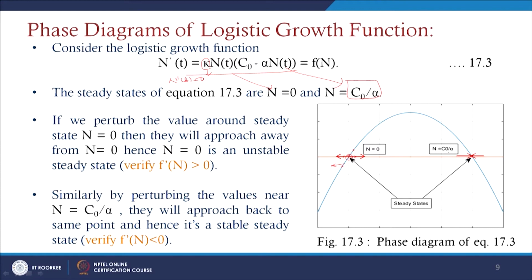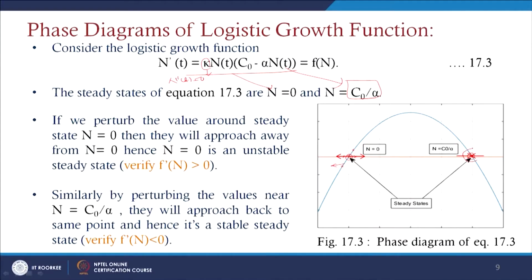And if you go towards the point c0 by alpha here, and if you see the right hand side here, then this function is monotonically decreasing, then again further it will decrease towards the point c0 by alpha here. Hence, we can say that this is a stable point here, and this is an unstable point, and that we have written also. If you put the slopes also here, then you can find that this represents a positive slope here, and this represents a negative slope here.